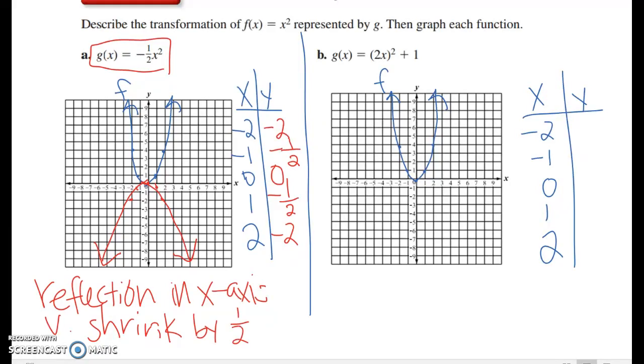Let's take a look at number 2. I'm going to fill in the table of values and graph my function g, just like I did on part A, and then we're going to figure out what transformation this is. For this graph, I notice that it's inside the original graph. So this 2 inside is going to be a horizontal stretch by 1/2. It's a stretch because the 2 is bigger than 1, and it's by 1/2 because I have to flip it.